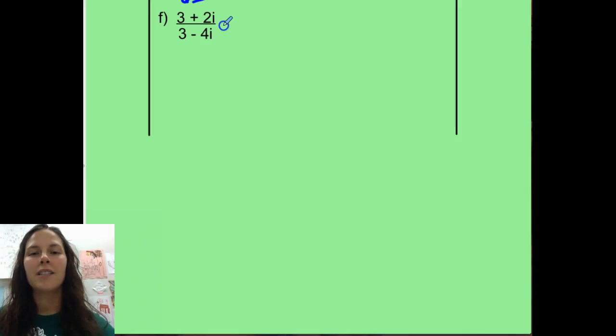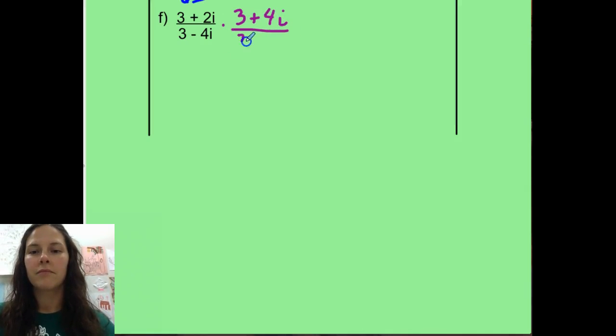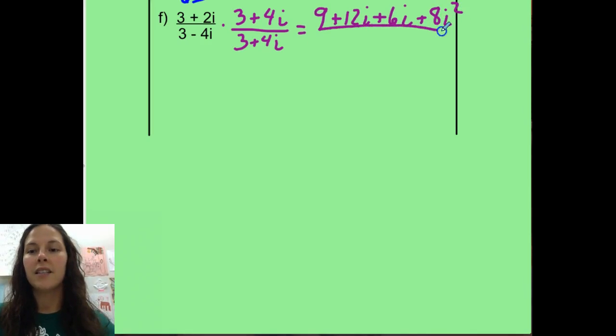For this example, similar to rationalizing a denominator with a radical, in order to put this in standard form, we need to multiply by the conjugate of the denominator. Foiling in the numerator, we have 3 times 3, 3 times 4i, 2i times 3, and 2i times 4i. In the denominator with those conjugates, we can just multiply the first terms, which would be 3 times 3, and the -4i times positive 4i.